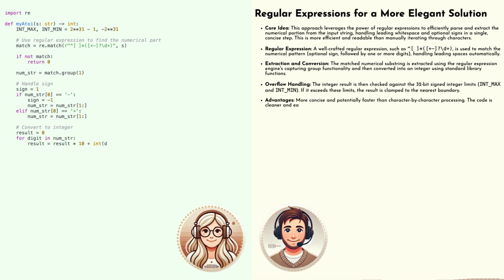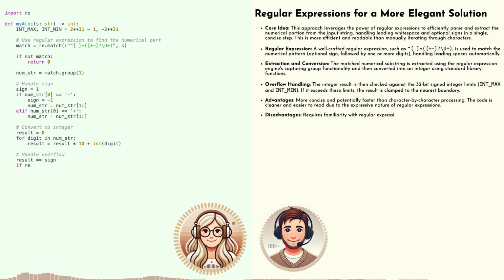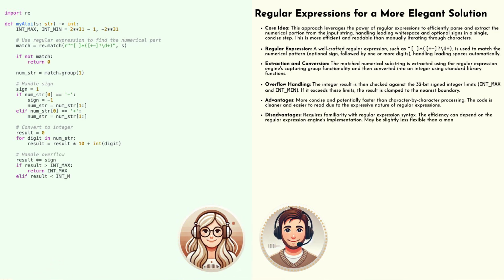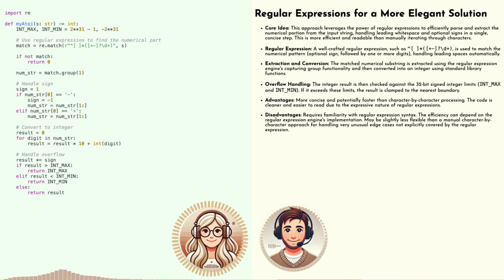So how can they help us with this toy problem? Well, imagine instead of manually checking for white space, signs, and digits one by one, we could just define a pattern that captures all of that in one go. That's what regular expressions let us do. So it's like we're creating a blueprint for the kind of string we're looking for. Exactly. We can essentially say, look for an optional sign followed by one or more digits and ignore any leading white space. That already sounds way more elegant than all that brute force stuff. It's a much more concise way to express the same logic.